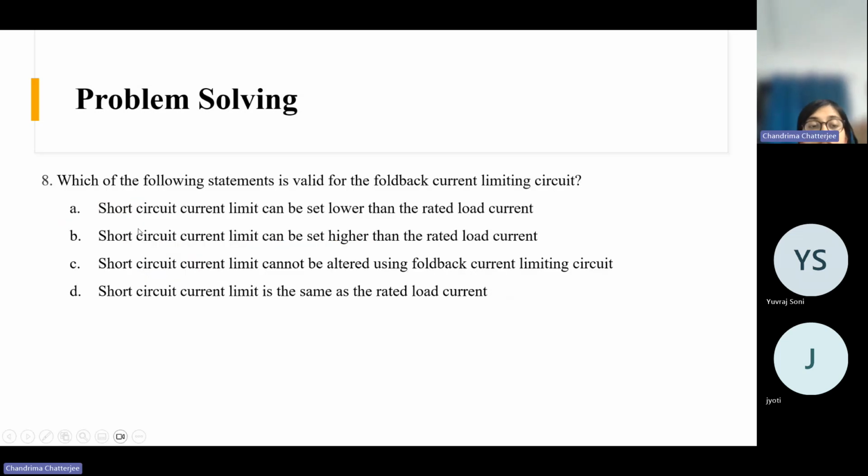Let's see the next question. The next question is, which of the following statements is valid for the foldback current limiting circuit? The first option is short circuit current limit can be set lower than the rated load current. The second option is short circuit current limit can be set higher than the rated load current. Third, short circuit current limit cannot be altered using foldback current limiting circuit. And the last option is short circuit current limit is the same as the rated load current.